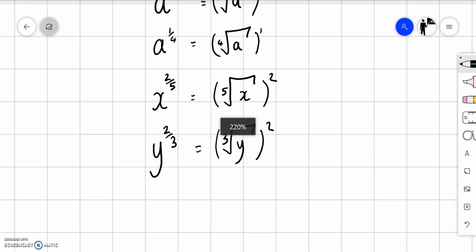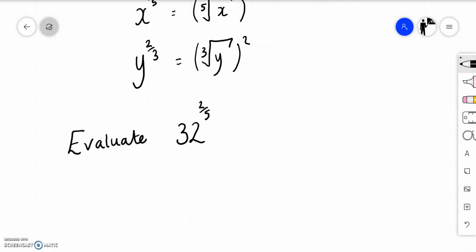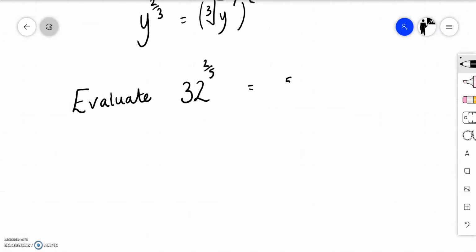And why is this helpful? Well, it's helpful because it allows us to work out some probably quite challenging number problems. For example, if we wanted to evaluate 32 to the power 2/5, you don't know that off the top of your head, but what we can do is reimagine this problem as the fifth root of 32, squared. Because the fifth root of 32, what times itself 5 times is 32? Well, 2, because 2 times 2 times 2 times 2 times 2 is 32. And then we're left with 2 squared, which is 4.